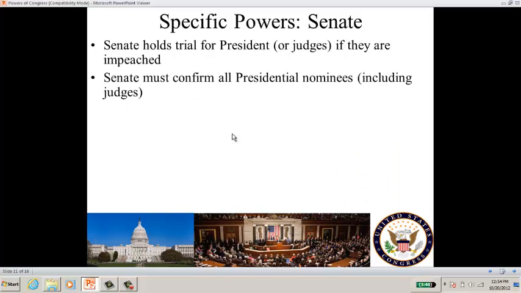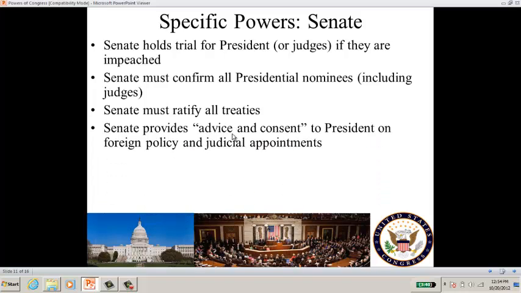The Senate must confirm all presidential nominees, including judges, also members of the executive branch, maybe cabinet appointments, etc. The Senate must ratify all treaties. And the Constitution also provides that the Senate should give advice and consent to the president on foreign policy and judicial appointments. All this really means is that the president should not necessarily make judicial appointments or make foreign policy on his own. He should do it in collaboration with the Senate.